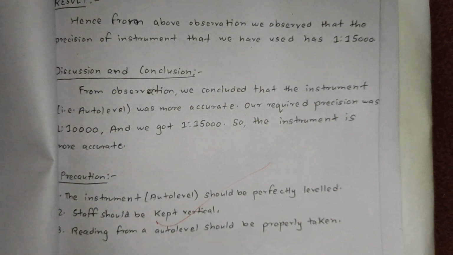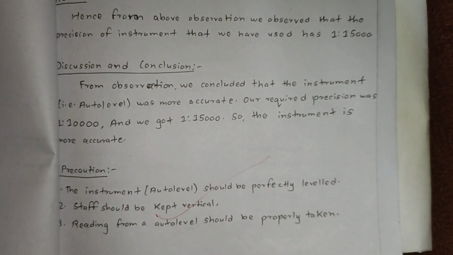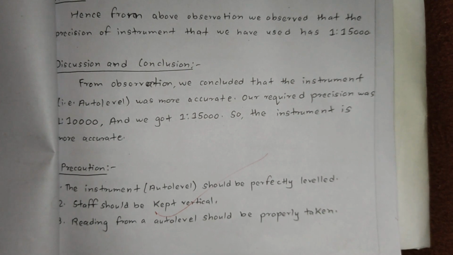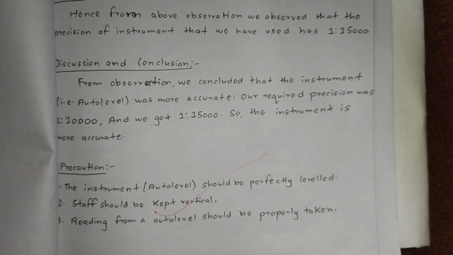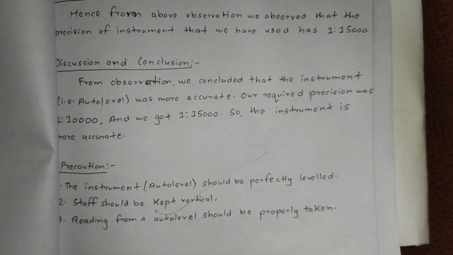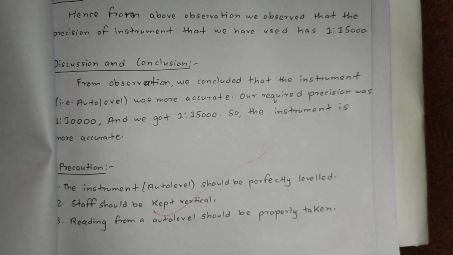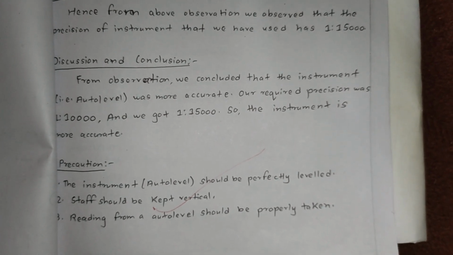Discussion and conclusion. From observation we concluded that the instrument, the auto level, was more accurate. Our required precision was 1:10,000 and we got 1:15,000. So the instrument is more accurate.